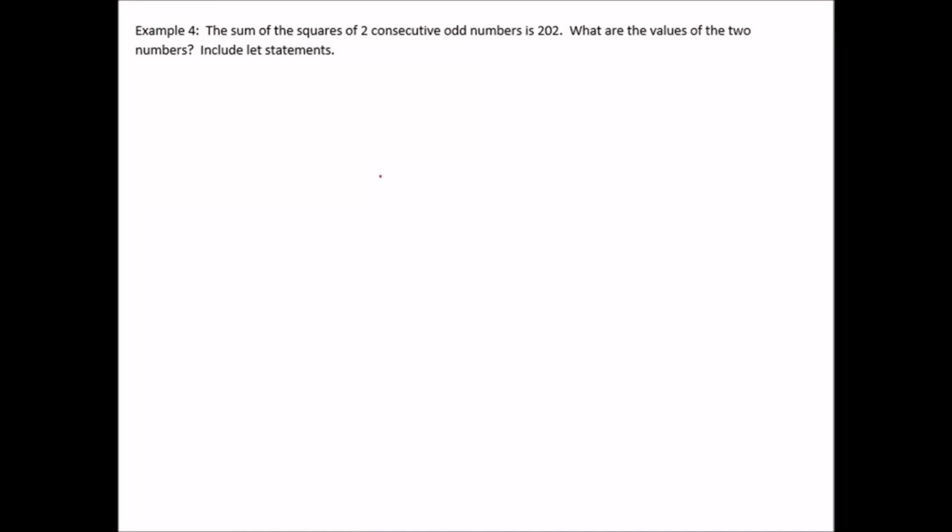Example 4. The sum of the squares of two consecutive odd numbers is 202. Okay, so lots of stuff is thrown at us already. The sum of the squares. When I think of squares, I think of squaring something, and then sum is plus. So I know I'm going to have something squared plus something squared is 202.